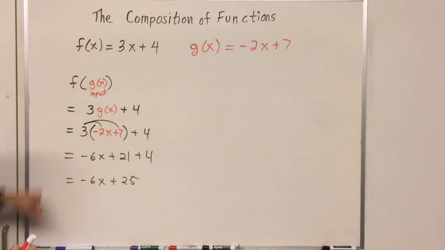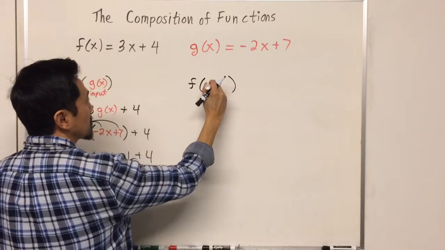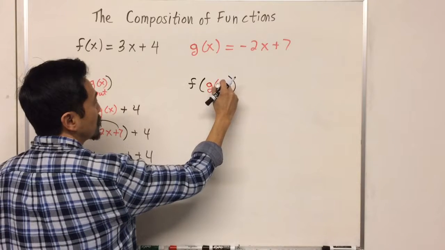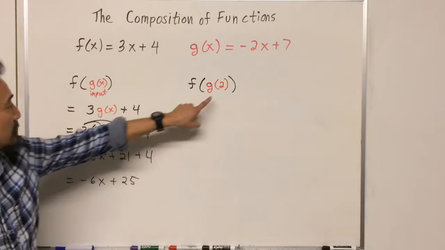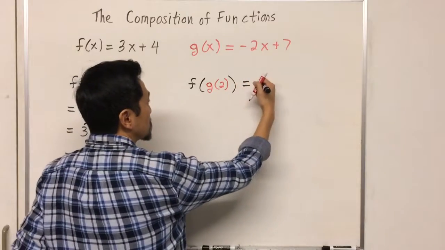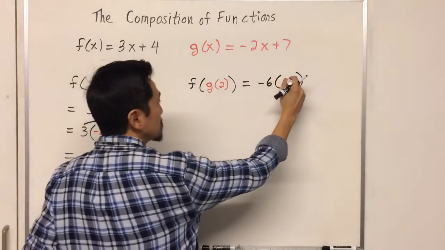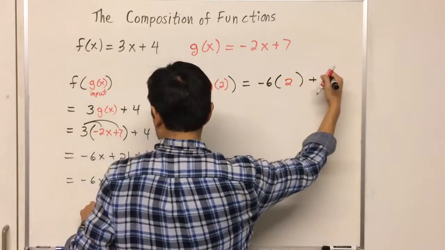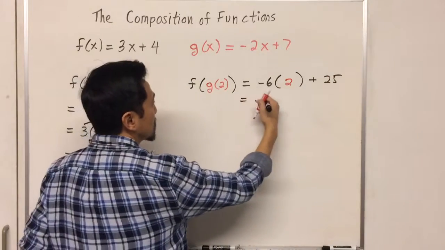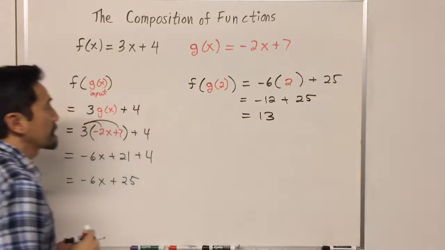And if you want to now plug in numbers, I can plug in an x value of, let's say, 2. Now that 2 can be inserted into that new expression that we've just created. So now it'll be negative 6 times the input of 2, and then we will add 25 more. That will now give us negative 12 plus 25, which is 13.